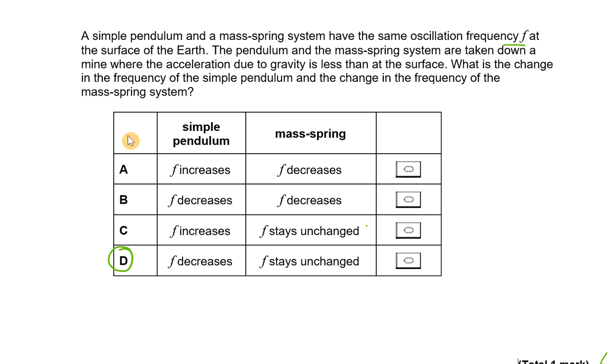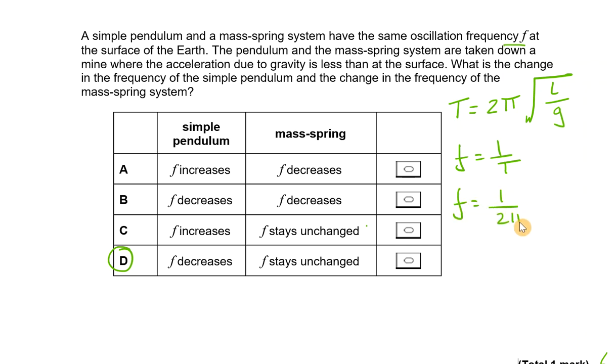So, first of all, we've got some equations on our data sheet that will help us. Let's first of all have a look at the time period for a pendulum. It is equal to 2 pi multiplied by the square root of its length over gravitational field strength. Well, frequency is equal to 1 over the time period, so the frequency of a pendulum is equal to 1 over 2 pi multiplied by the square root of gravitational field strength over length.